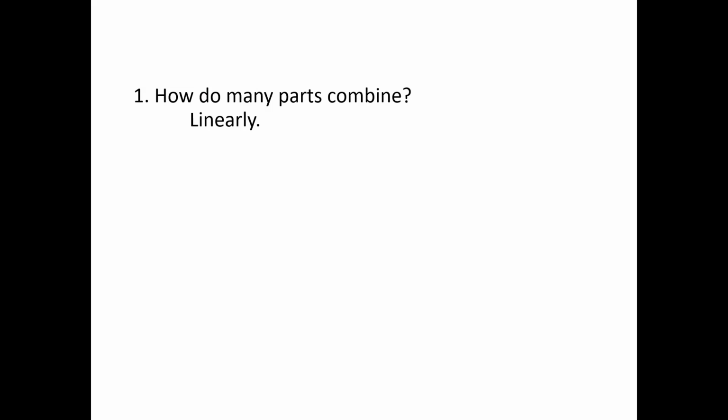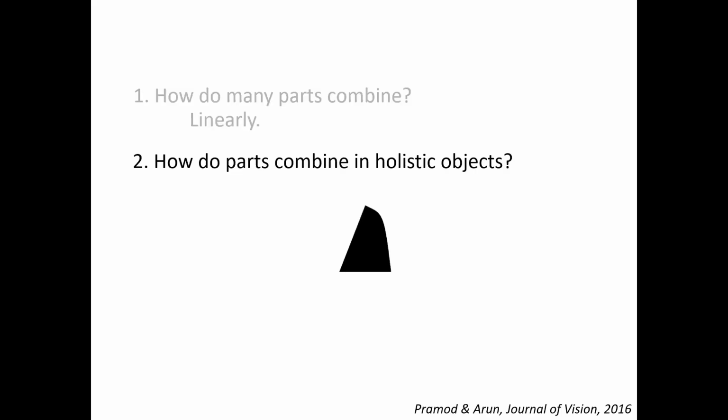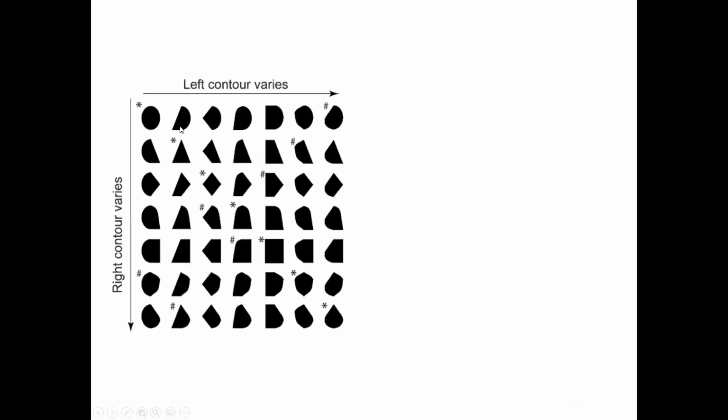Okay, so then the next question is, well, earlier I was doing this with objects where the parts were disconnected from each other or far from each other. What about holistic objects like I showed you just in the beginning? So these are objects that don't look like they contain parts. And so here's a set of objects which we created by taking the left contour and the right contour.